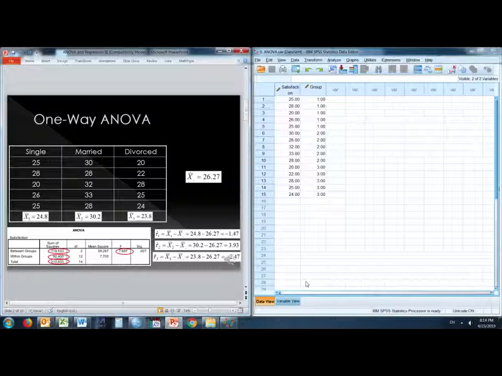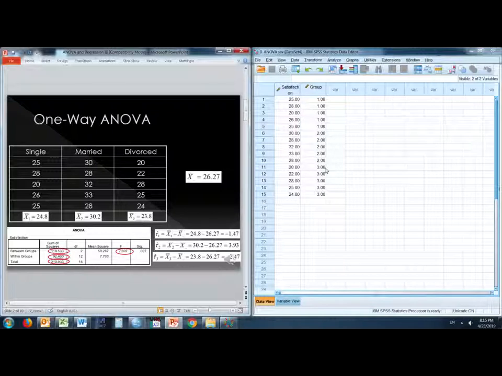Let's do this with SPSS. We have two columns in SPSS. The first one is life satisfaction scores. The second column indicates group membership. So the first 5 people labeled as 1, they belong to the single group. From person 6 to 10 labeled as 2, they belong to the married group. For the last 5 people labeled as 3, they belong to the divorced group.